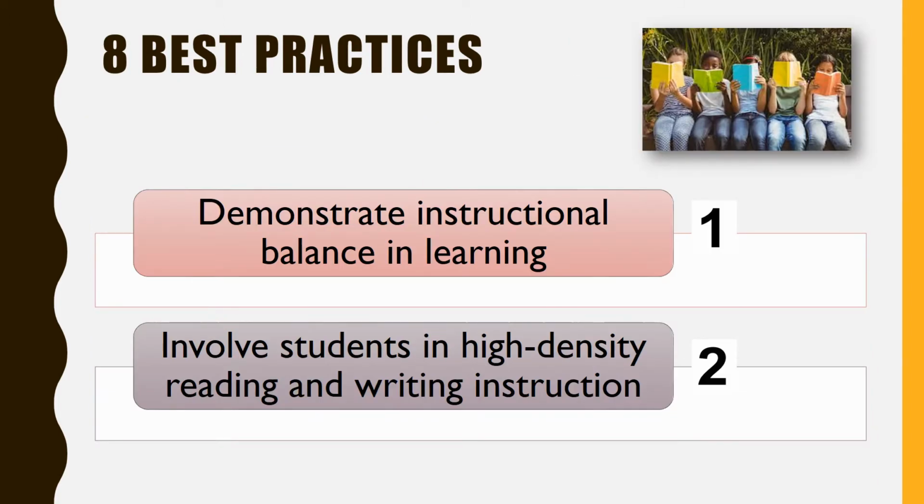Okay, the first one is demonstrate instructional balance in learning. I will explain further to you guys, which is balance in literacy instruction involves integrating direct skill and strategy instruction with authentic reading and writing text and tasks throughout the day. According to Carlisle and Rice, effective teachers provide rational, well-crafted lessons, modeling, and demonstration before actively involving students in practice and application opportunities.